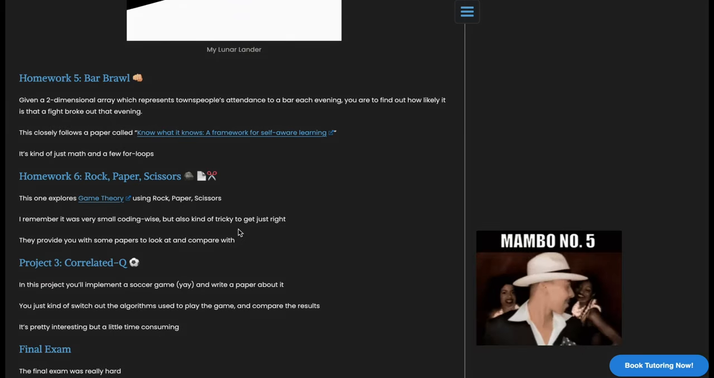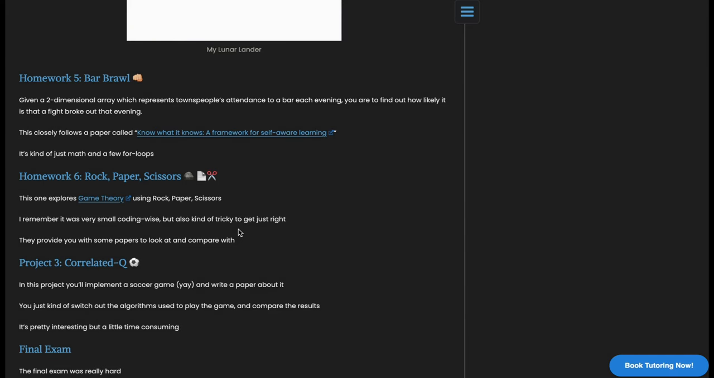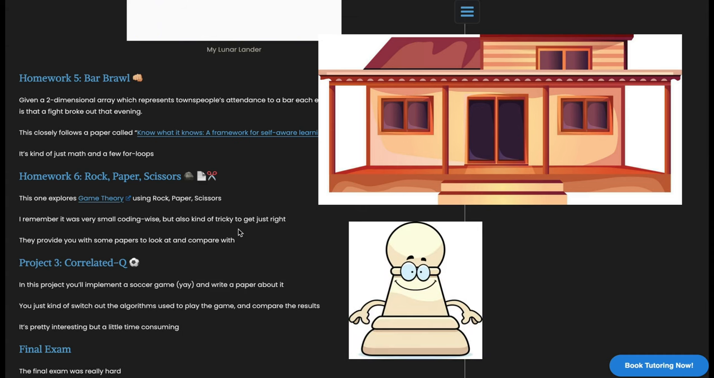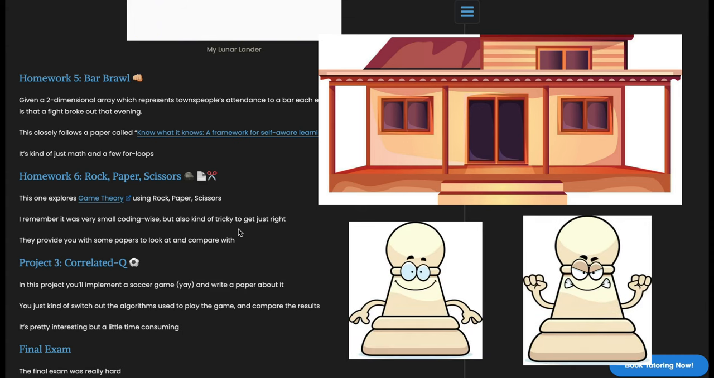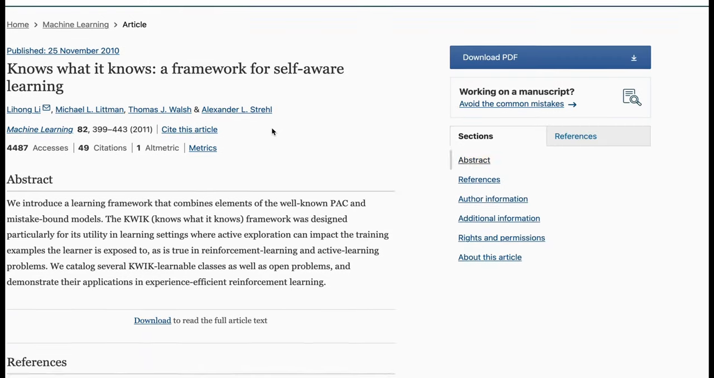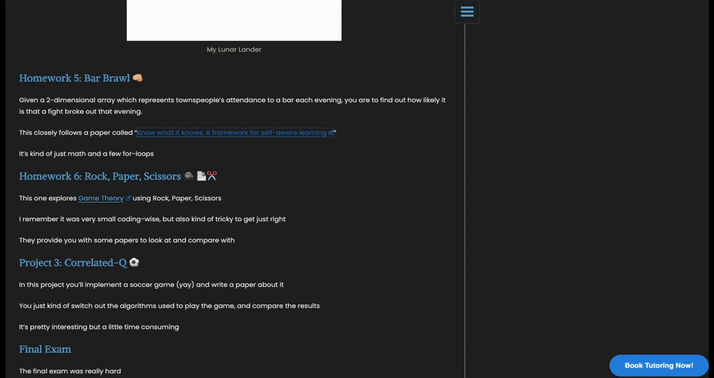All right, so homework number 5 is called Brawl. You get a 2D array, which basically represents who is present at a local bar from a village. Some of the people are good people who don't fight, and other people fight a lot. So you're supposed to calculate the expected chance that there will be a fight at the bar that day. Basically you just follow a paper that they give you, and code it up like your other homeworks.